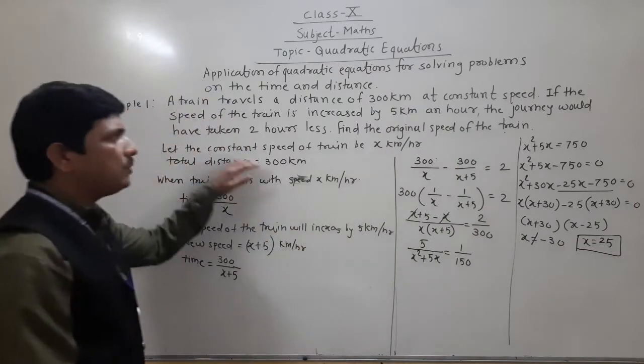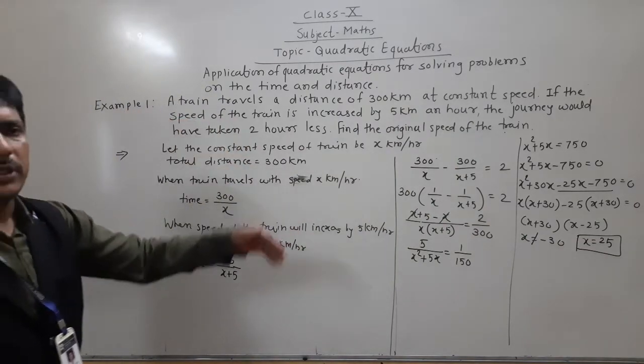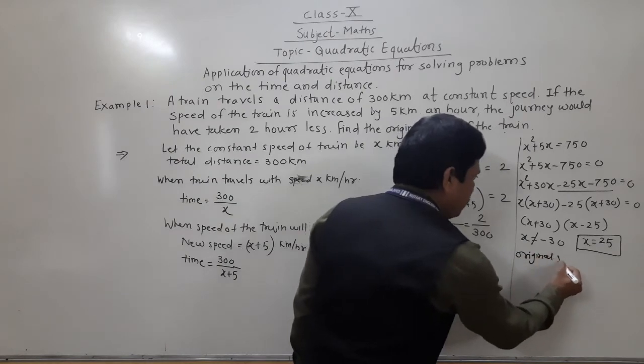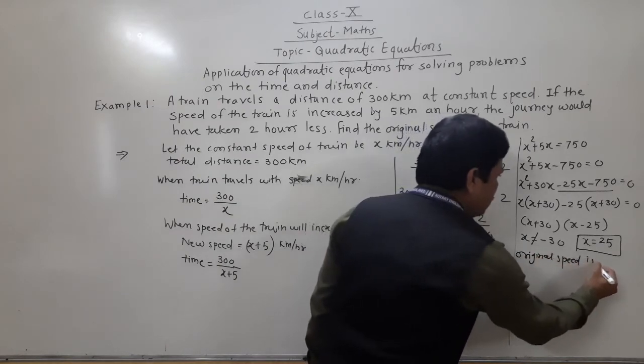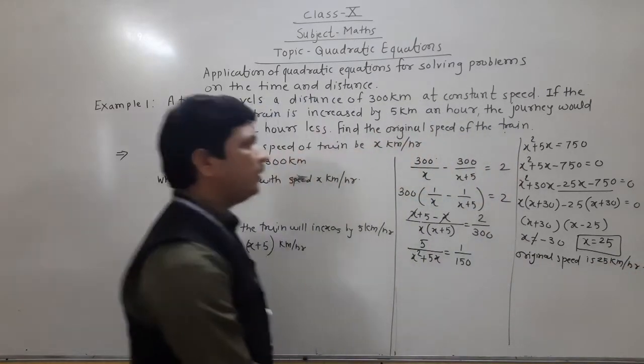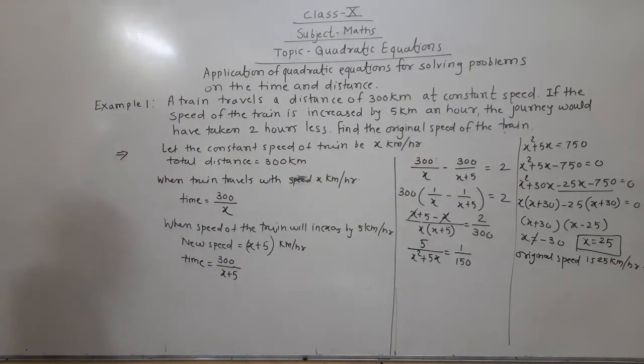So what is the original speed of the train? The original speed is 25 kilometer per hour. Okay, got it everyone?